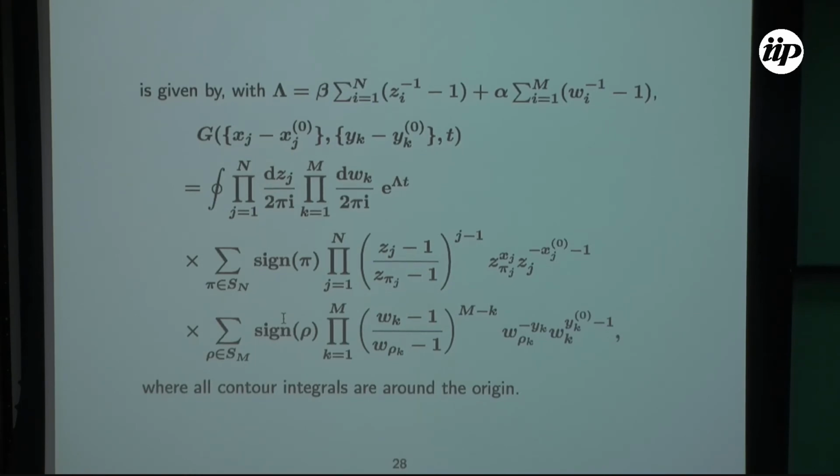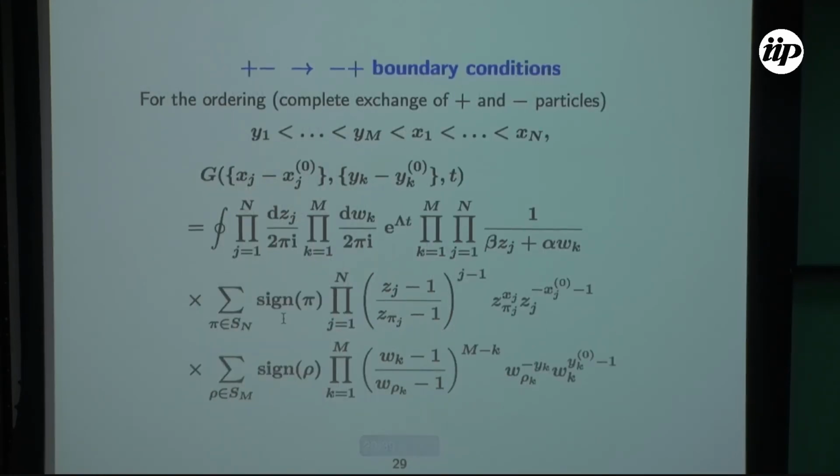If you see, Zj basically corresponds to plus particles, and Wk corresponds to minus particles. And in this particular case, they are almost separated, independent. And lambda here is given by this. But then there is no interaction of particles, right?